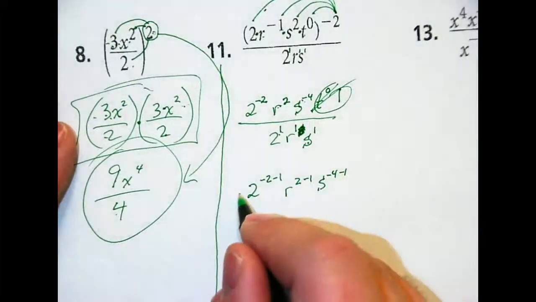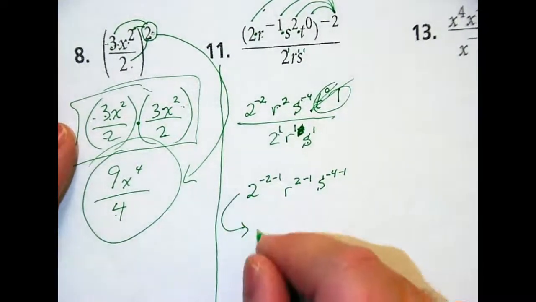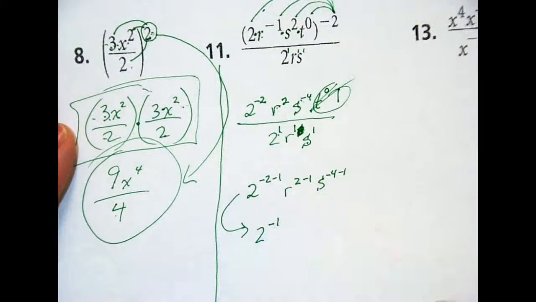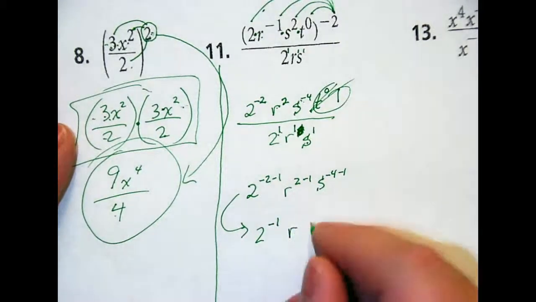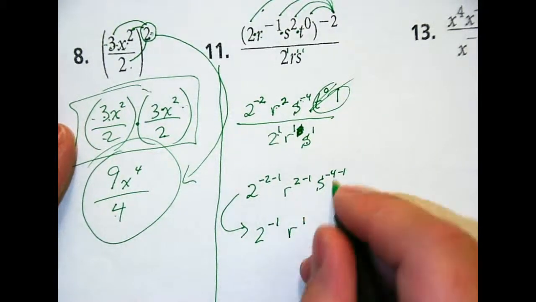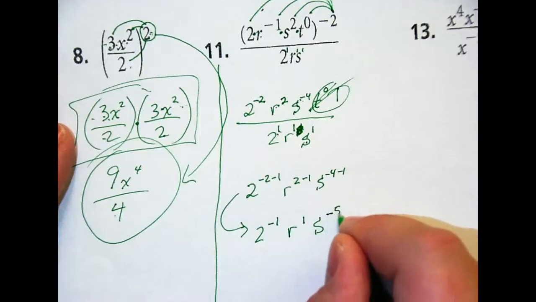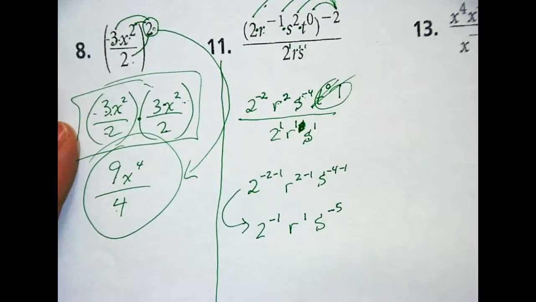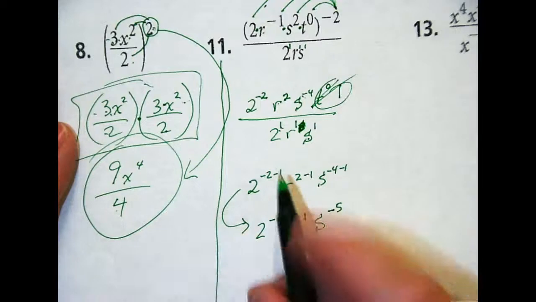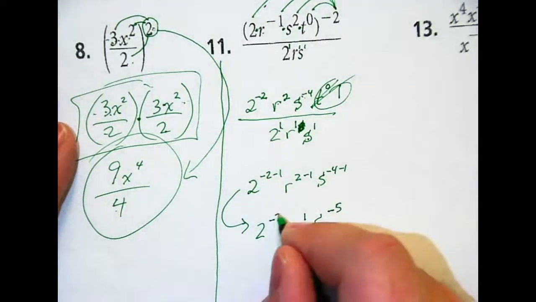This whole thing becomes 2 to the negative first, r to the first, s to the negative fifth. Question? On the 2, negative 2 minus 1 is negative 3. Negative 2 minus 1. Oh, that is negative 3. Thank you for pointing that out.